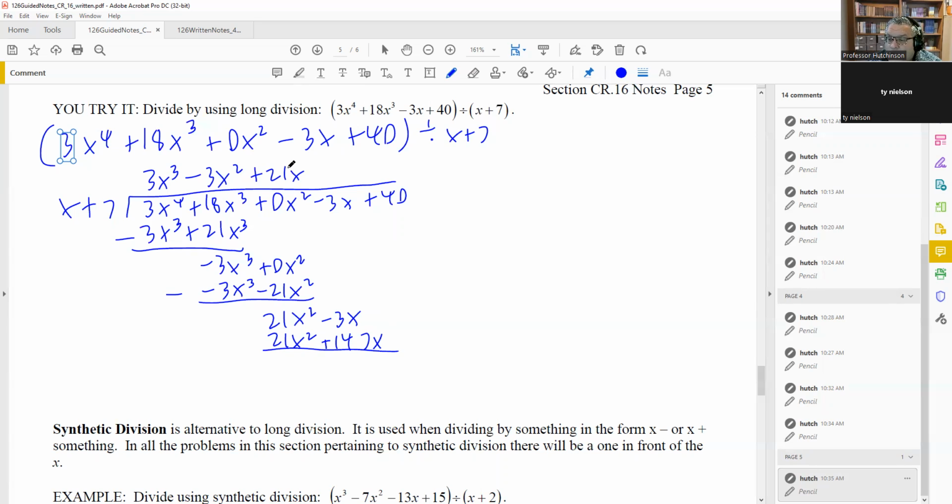So we have descending powers now, and so now we're ready to subtract this. In this case, you're taking negative 3 and you're subtracting 147. So you're going to get a 150x here. And then we bring down the 40 on that. 150x divided by x is plus 150.